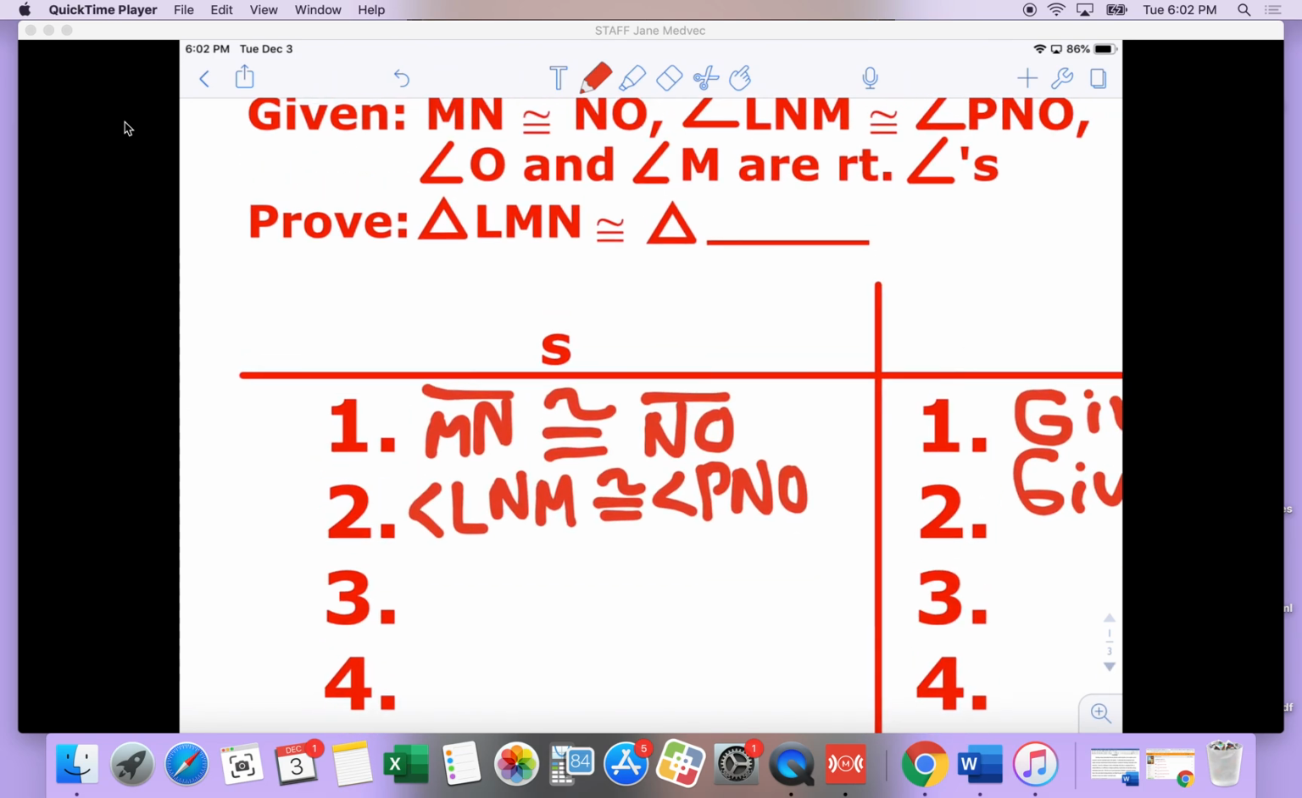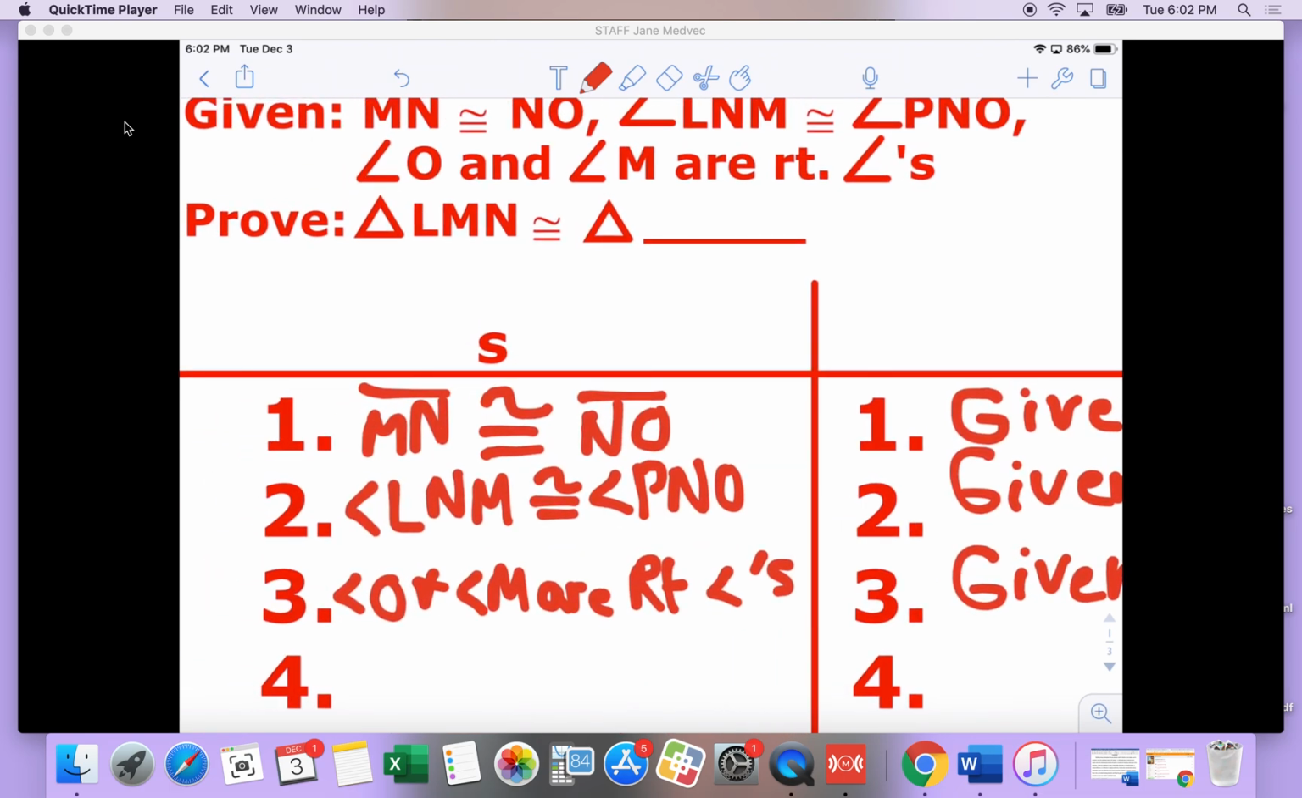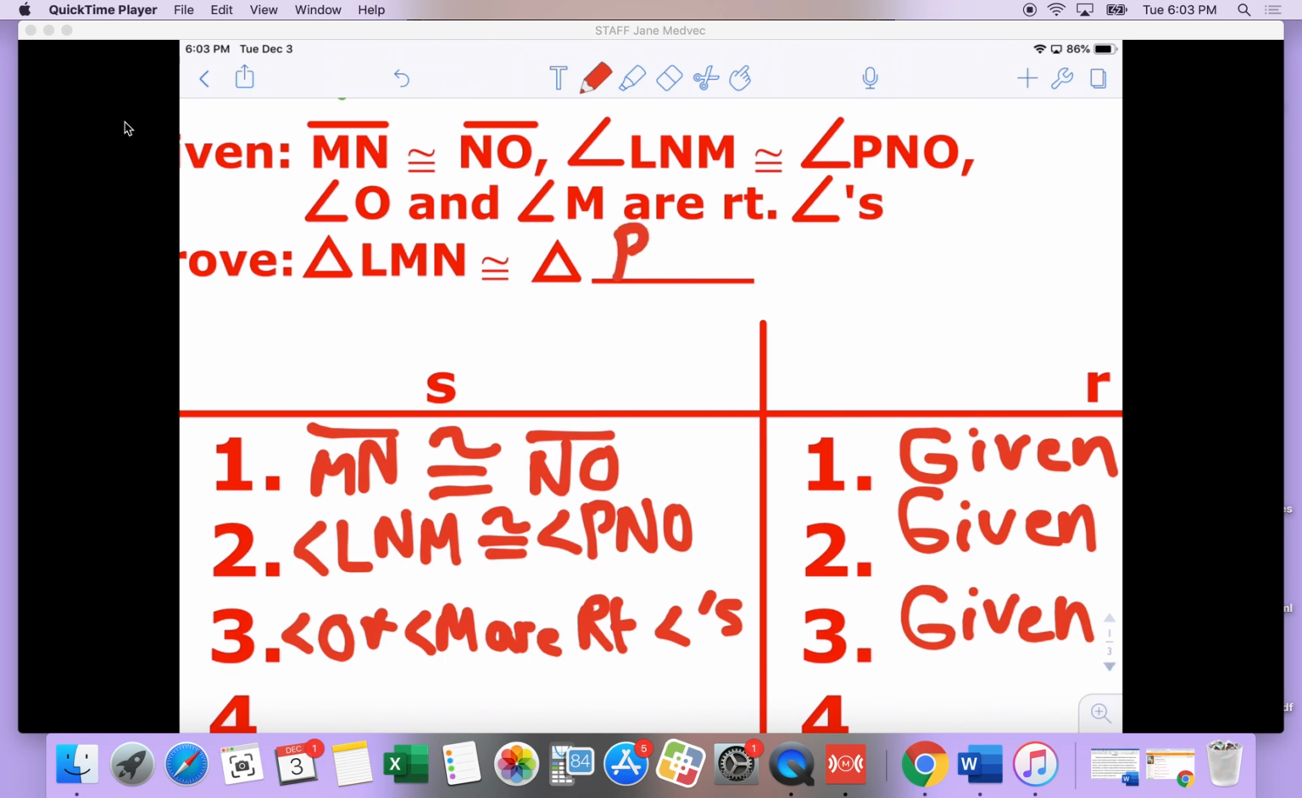I also have angle O and angle M are right angles. That's also given. You're going to notice it's in the picture and it's also there. And then on number 5, I'm going to go ahead and write my proof. Triangle LMN is congruent to triangle PON. And so I'm going to come over here and I'm going to write PON. Again, those letters are really important. Their order matters, so be really careful on that.